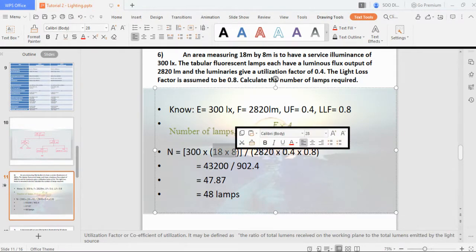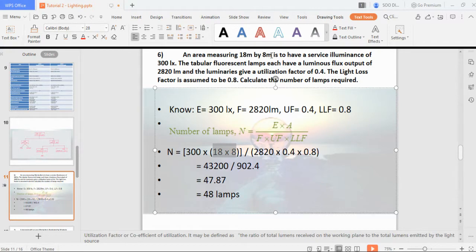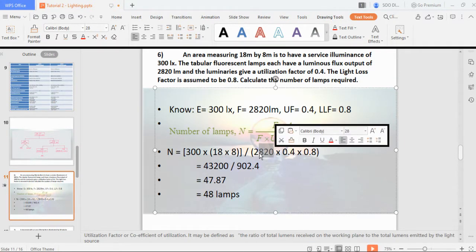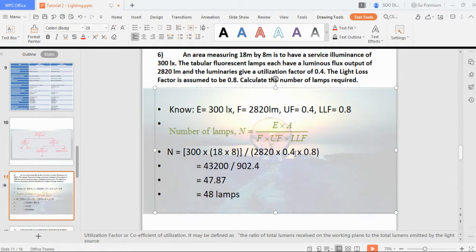The area is 18 meter by 8 meter, and you know that your E is 300 lux. Your F is equal to 2,820, your UF is 0.4 and your LLF is 0.8. So you just compute it in your calculator and you'll get 47.87. In this case, because it must be a practical number of lamps, you have to round it up, which is 48 lamps.